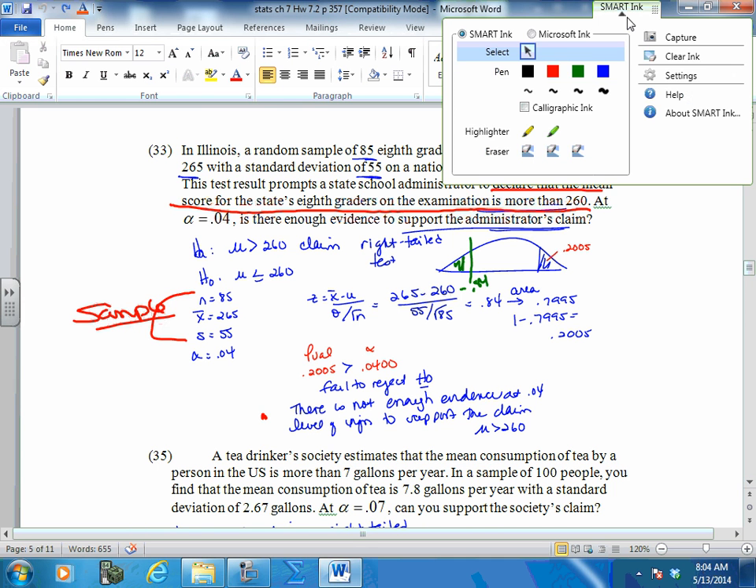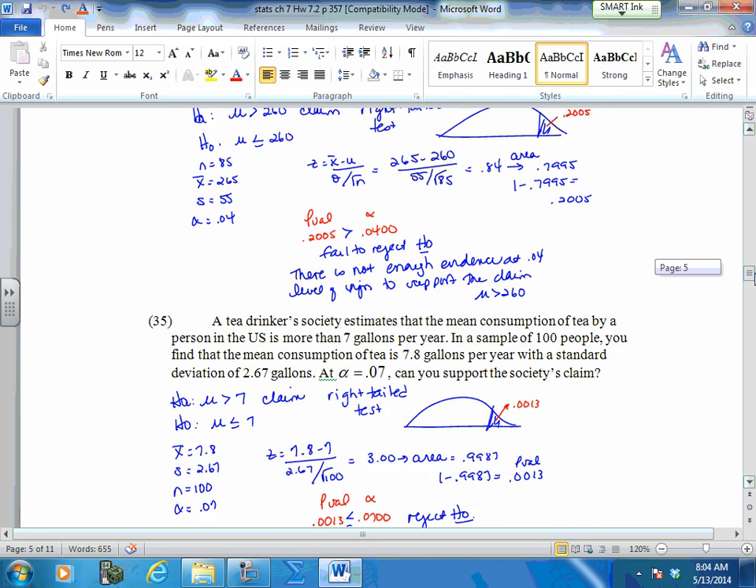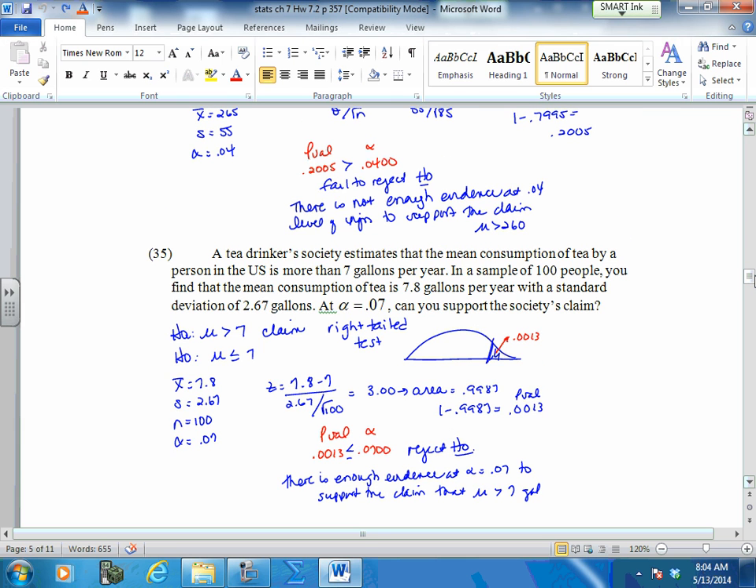Okay, now the last one, I want to have time for this quiz. His claim is that they drink more than 7 gallons per year. They sample 100 people. You've got your sample. Can you support? Support uses the HA. And HA for support. Whenever it's reject, it's an HO claim.